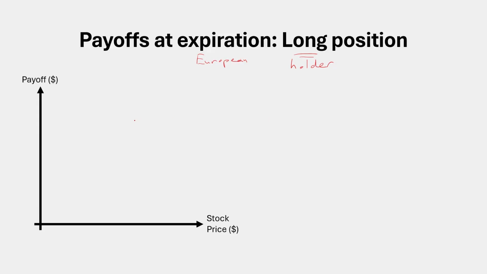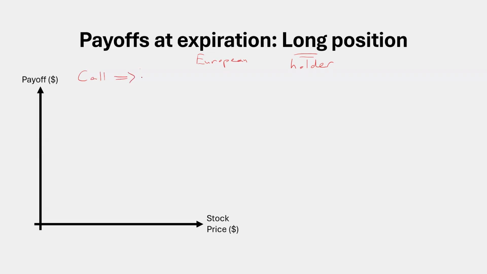Next, we will look at the option payoffs at expiry in more detail, and we will begin with the long position. This time we are focusing on the option holder, and in the next slide we will look at the short position. For simplicity, let's say we are focusing on European options, which can only be exercised on the day of expiry. Let's see how the payoffs look as a function of the stock price, and we will consider call options and put options separately. So let's begin with call options.